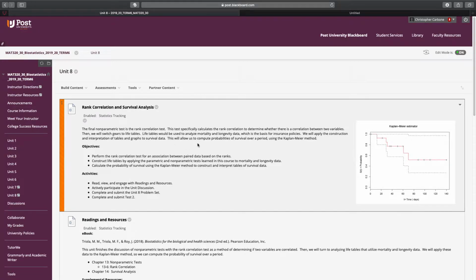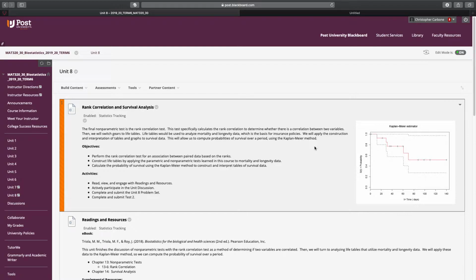This test specifically calculates the rank correlation to determine whether there is a correlation between two variables. And unlike the linear correlation coefficient, this one does not require the data to be linear. Then we will switch gears to life tables. Life tables will be used to analyze mortality and longevity data, which is the basis for insurance policies.